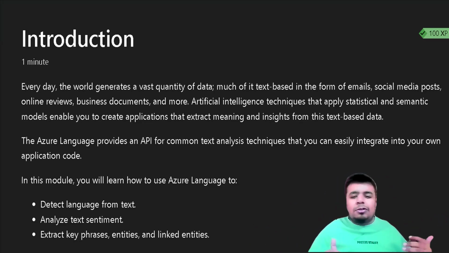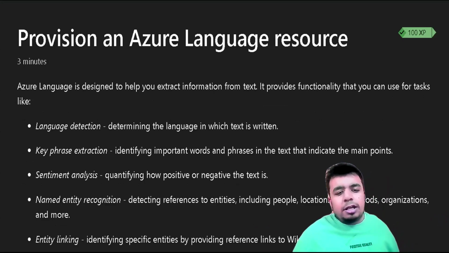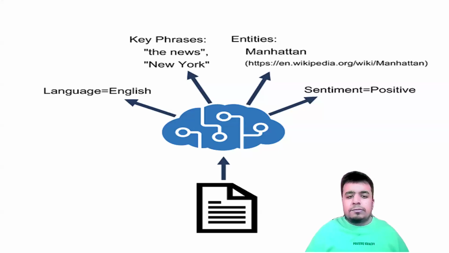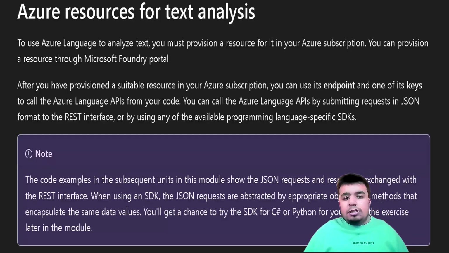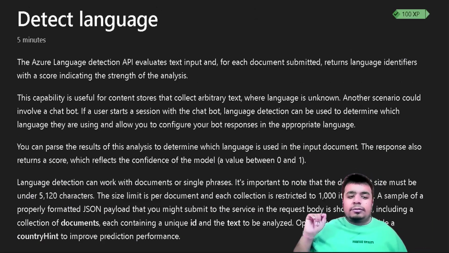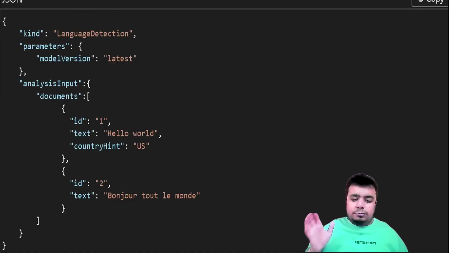Okay. So first I'm going to introduce part two. What we will be covering here is provisioning of an Azure language resource. We'll be covering the provisioning of an Azure language resource in detail. Then we have our diagrammatic representation. Then we have Azure resources for text analysis. Then we have detect language. Then we have our code.